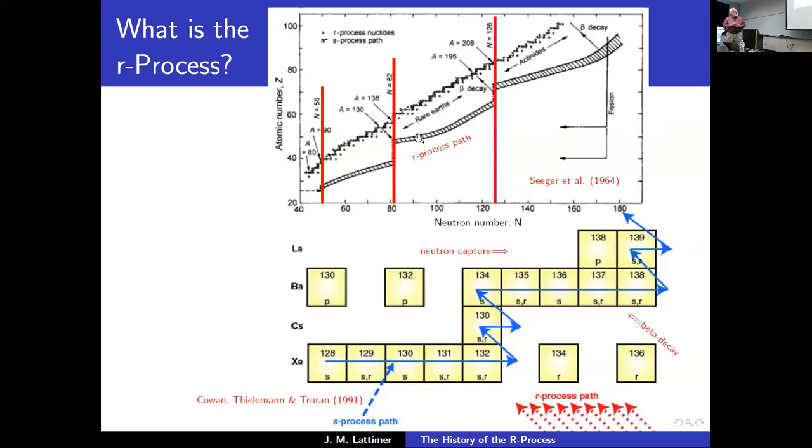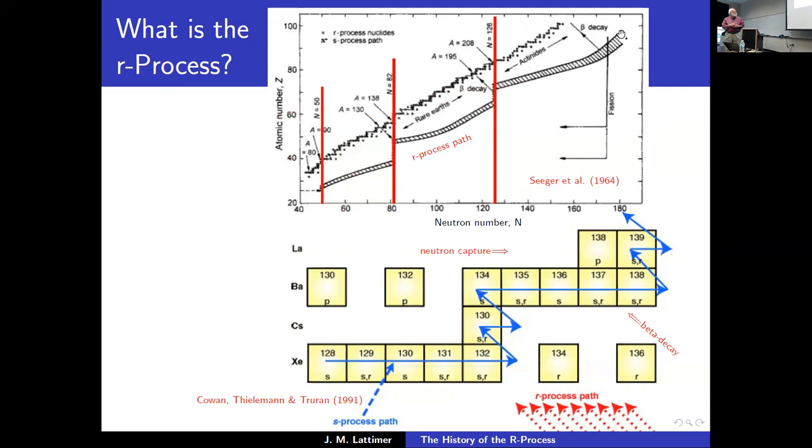In both cases, these paths are temporarily suspended or altered by the appearance of magic numbers, which indicate extreme numbers of neutrons where the nuclei become much more stable. And we now know they're connected with closed shells. The R process path is affected much more by these magic numbers, where the accumulation of neutrons basically halts because beta decays begin to occur just as fast as the neutron captures, and then you can continue beyond.